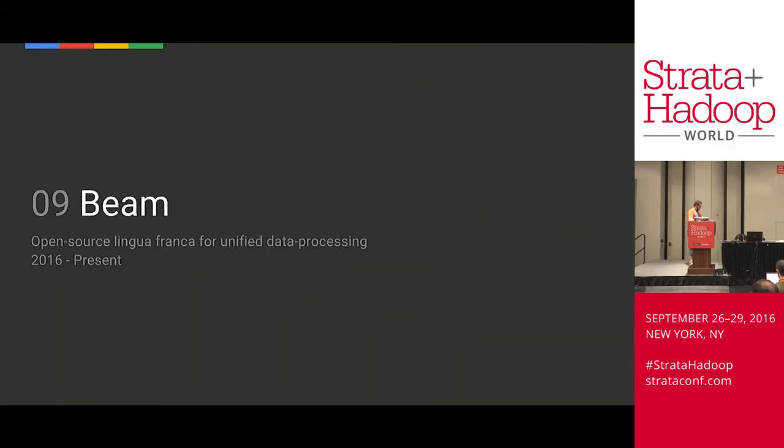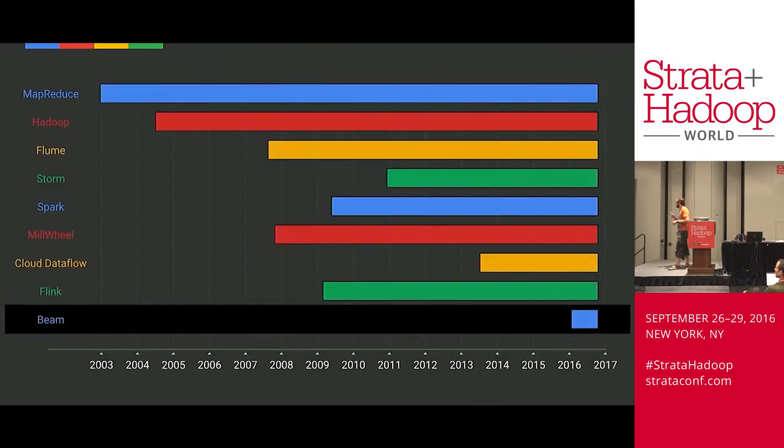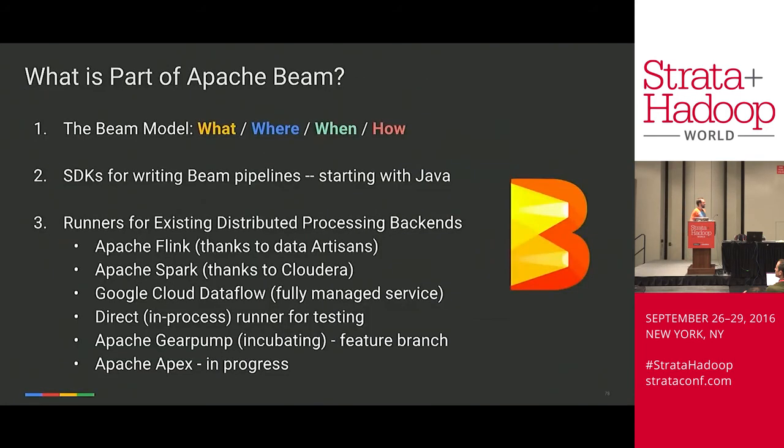So that then leads us to Beam. Let's see, how much time do I have? 8 minutes. So Beam. Beam happened earlier this year, actually. It came about in February. And so what is Beam? I actually get this question a lot.